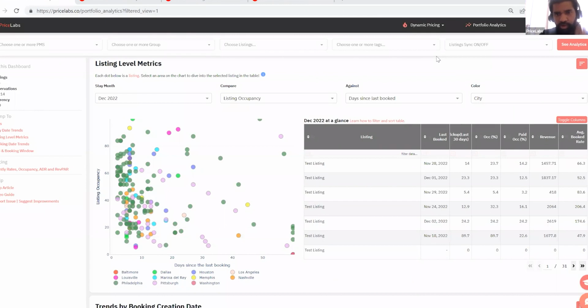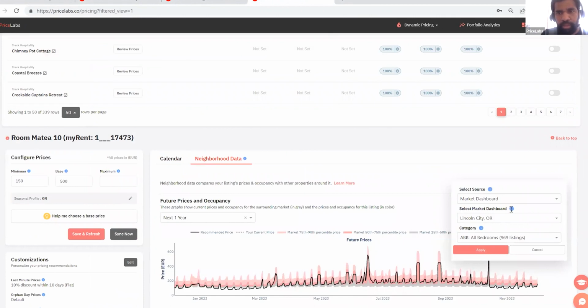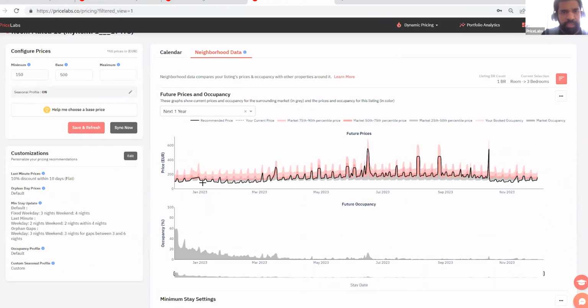All right. Roberta, in which graph can I find the market number of nights booked? Assuming what you're saying is how many nights are booked in the market. If you are using our dynamic pricing and you've done review price already, if you're in neighborhood data and just on nearby listings, you will quickly see what percent of the market is booked for a listing already.